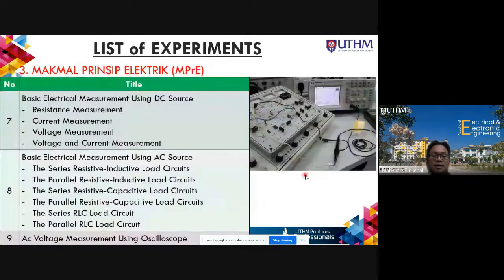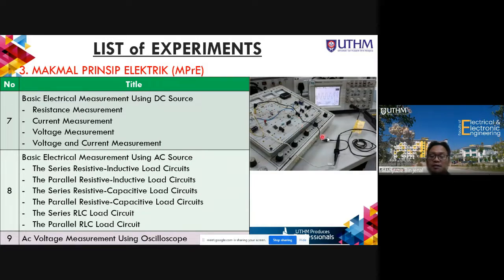Okay. Now, the last lab, makmal prinsip elektrik or electrical principle lab. So we are going to have another 3 experiments. And again, this is what I told you earlier. So this is how we operate, or this is the equipment you should operate later on. So we have our equipment, or we have our component. For example, we slot in here, somewhere here, or somewhere here. Okay, and then we measure the value.